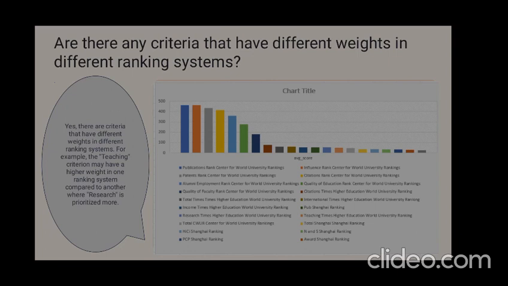Are there any criteria that have different weights in different ranking systems? Yes, there are criteria that have different weights in different ranking systems. For example, the teaching criterion may have higher weight in one ranking system compared to another where research is prioritized more. This is all shown in this bar chart.